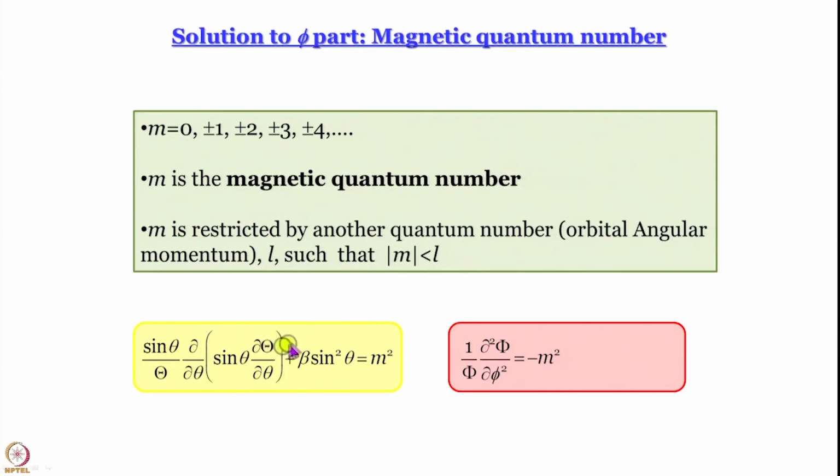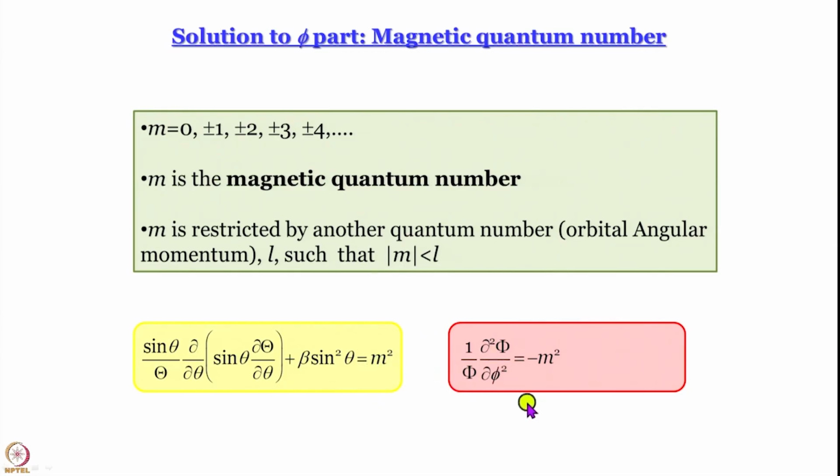Why is that so? Because if you recall the two equations that arose from the angular part, one is 1 by capital Phi, d2 capital Phi d phi 2, is equal to minus m square. The other one was something in theta equal to m square. So, m square actually is the bridge between the equation in phi and the equation in theta.